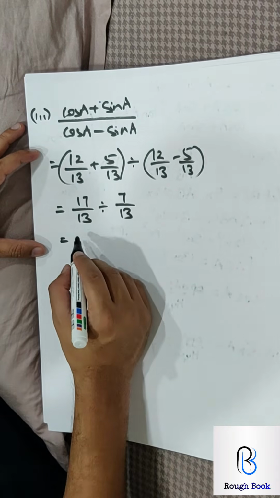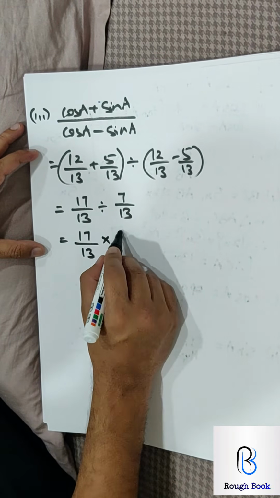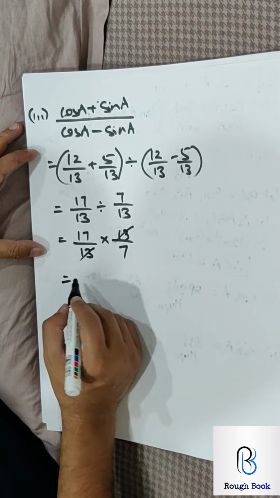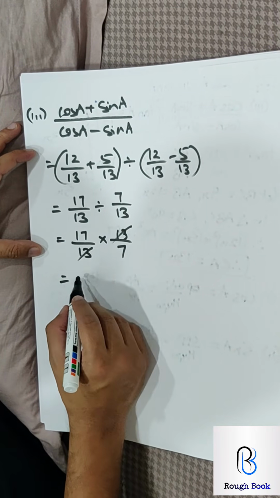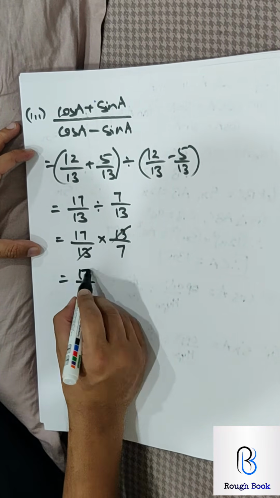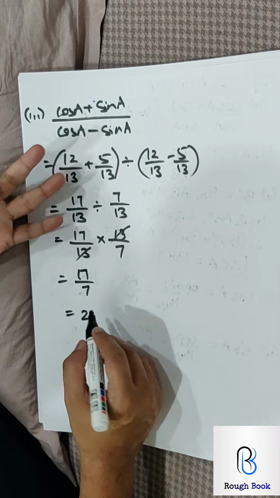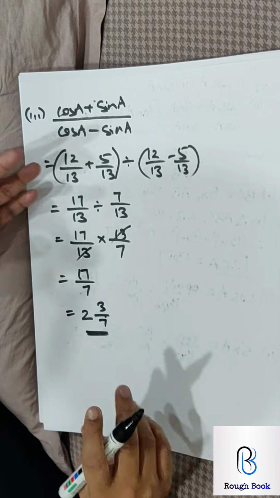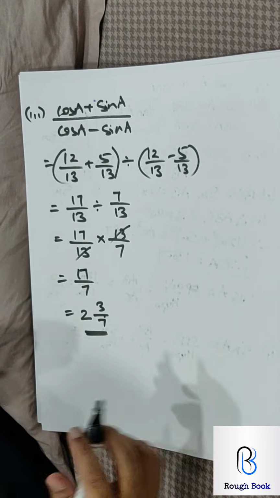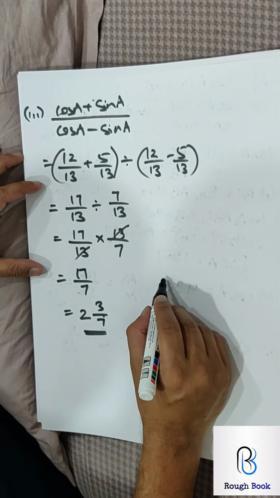So what do I get then? 17 by 13 times 13 by 7, the 13s getting cancelled because of the reciprocal. So 17 by 7. Am I correct? Good job. Most of you must have managed this.